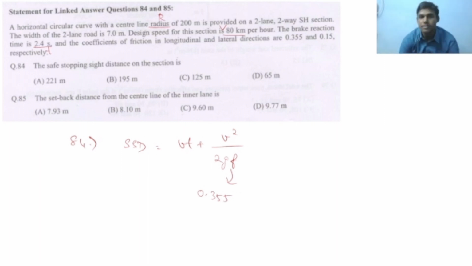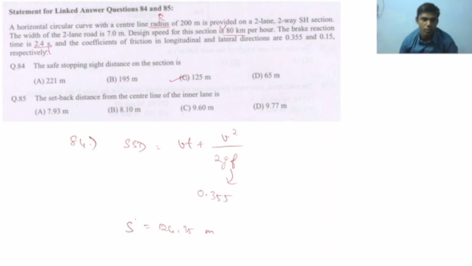we use the lateral direction for the calculation of super elevation. For super elevation we use the lateral direction. Here we have to use the longitudinal direction. So direct substitution. After substitution we will get the answer as 124.35 meter. So it is rounded off to 125 meter. So this is S.